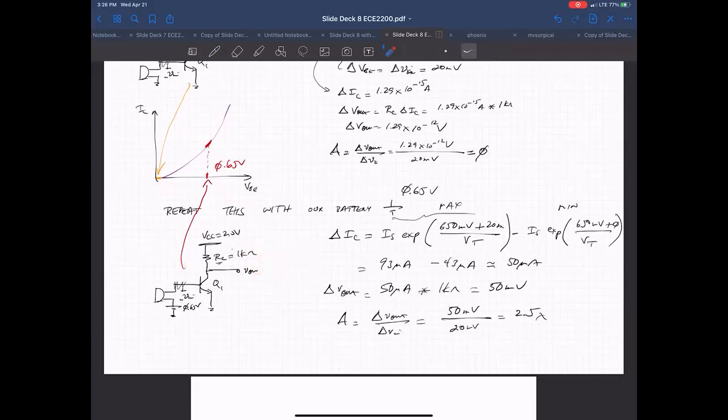So now by biasing this, I have put myself on a good part of this transfer curve. I've biased myself in a good part of this transfer curve, and I'm getting some reasonable gain out of the circuit. Okay, so now the question again, so that was just to demonstrate.